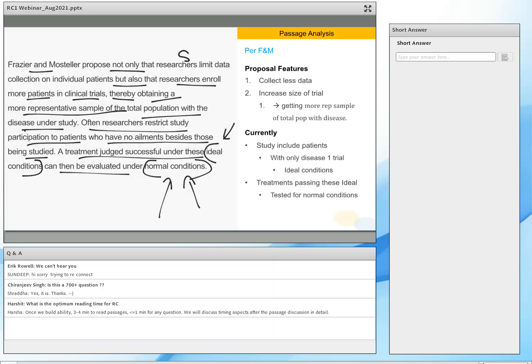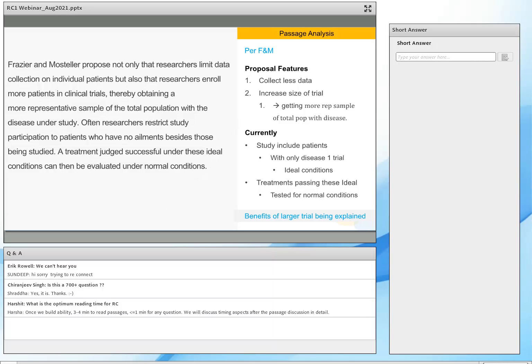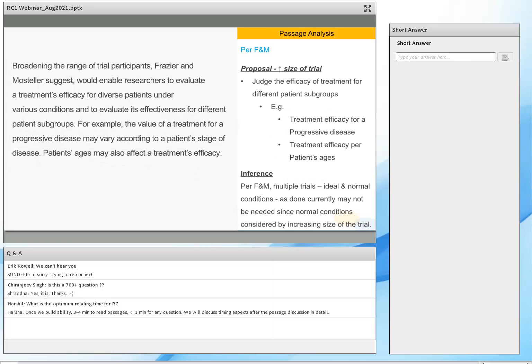But if you take people from normal conditions, then the treatment that you will come up with, you will be able to see its efficacy on a wide range of people. Okay, so those are the benefits of making the trial larger. Now we are reading the last part of the passage.